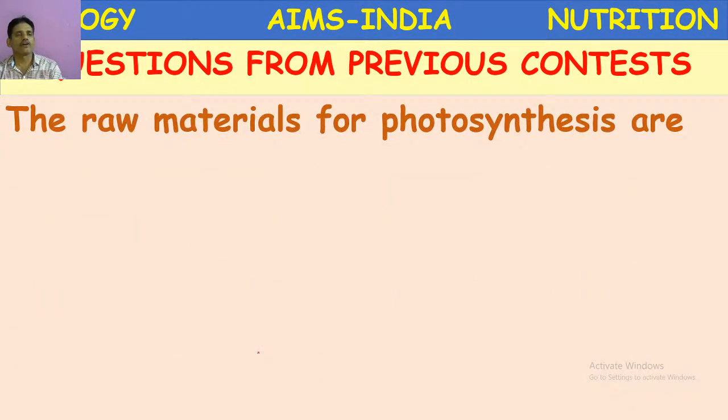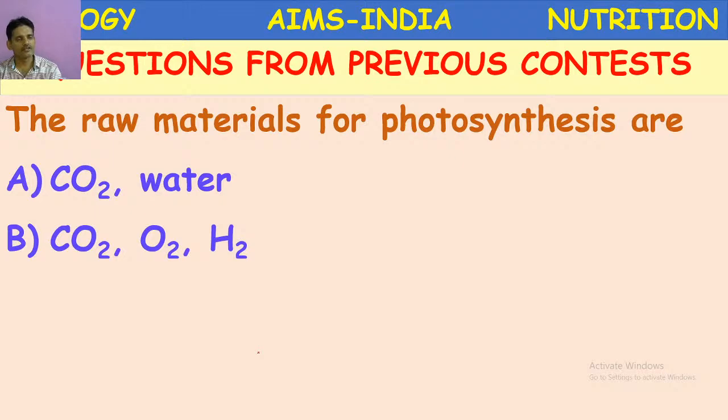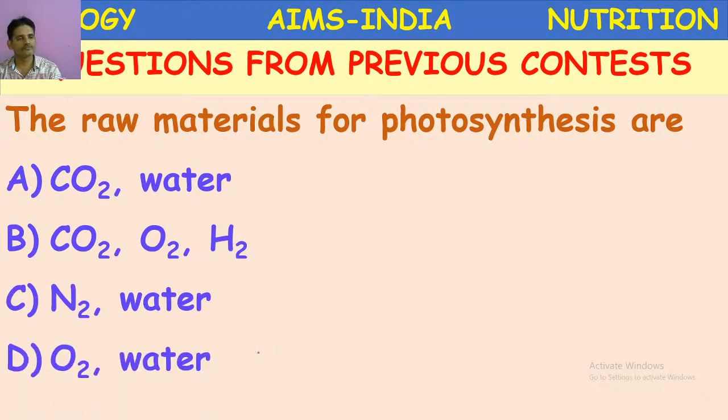Next. The raw materials for photosynthesis are carbon dioxide and water, carbon dioxide, oxygen and hydrogen, nitrogen and water, oxygen and water. Come on, please answer in the live chat.